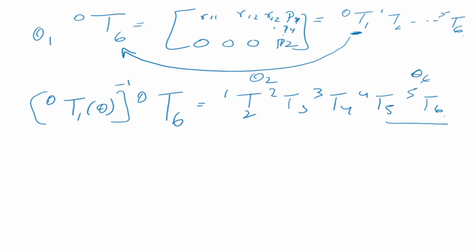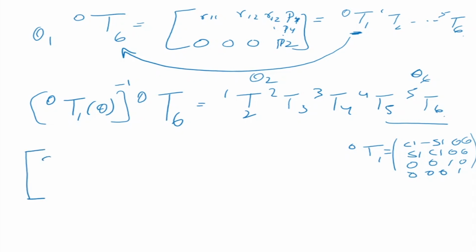Now what was theta 1? Theta 1 was cos, sine, sine, cos. If you remember the first matrix, T0 to 1 was cos 1, minus sin 1, 0, 0, sin 1, cos 1, 0, 0, then 0, 0, 1, 0, and 0, 0, 0, 1. If I take the inverse of this, what we get is cos 1, sin 1, 0, 0, minus sin 1, cos 1, 0, 0, 0, 0, 1, 0, and 0, 0, 0, 1.